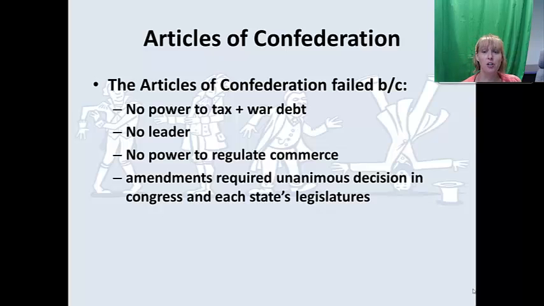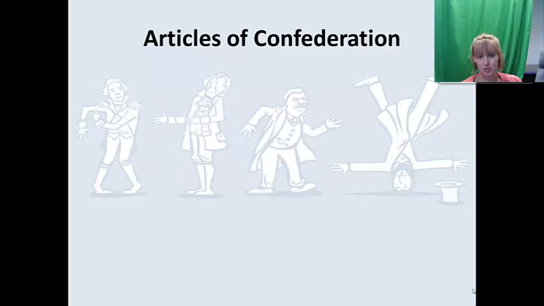Changes to those articles didn't just require the 9 of 13. That's to pass new laws. To actually change the Articles of Confederation to say add a power to tax or add a leader required a unanimous decision. So if 9 of 13 is difficult, 13 of 13 is pretty impossible.